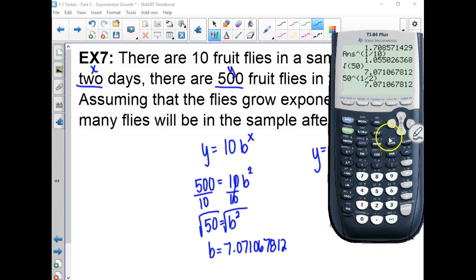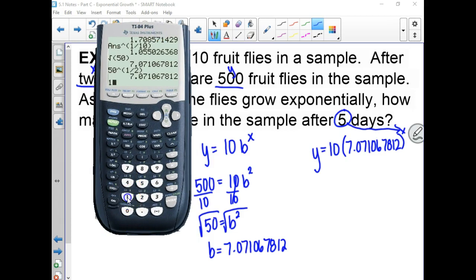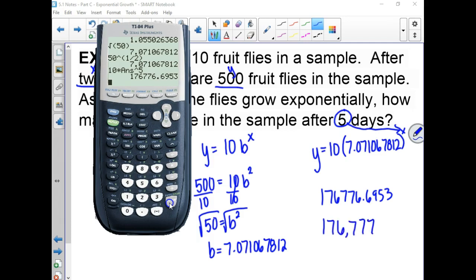So we will have 10 times, in your calculator, if we want to use this number right here without typing it in, we can press second and the negative key, and it will put that number in there for us, and raise that to the 5th power. And so we get 176,776.6953, which we could round to 176,777 flies.